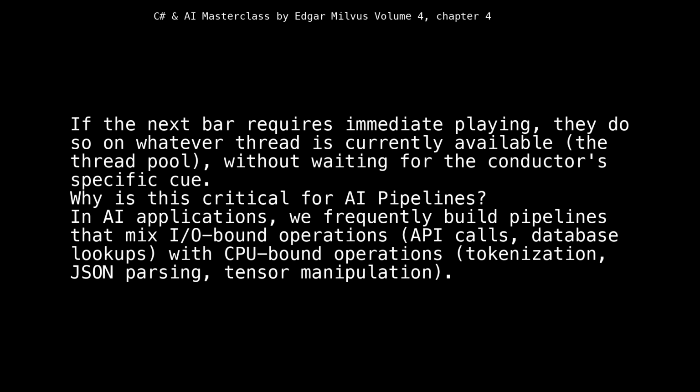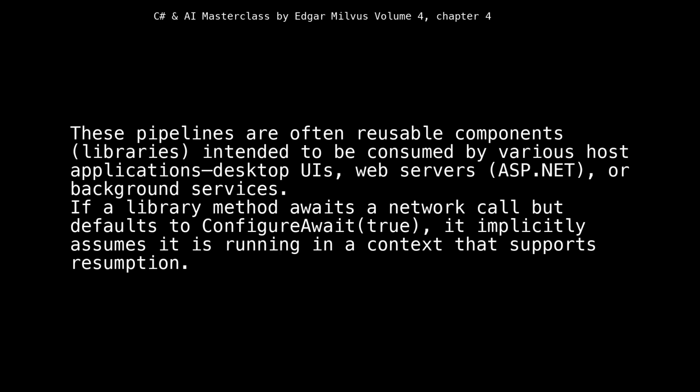Why is this critical for AI pipelines? In AI applications, we frequently build pipelines that mix I/O-bound operations, API calls, database lookups, with CPU-bound operations, tokenization, JSON parsing, tensor manipulation. These pipelines are often reusable components, libraries, intended to be consumed by various host applications, desktop UIs, web servers, ASP.NET, or background services.